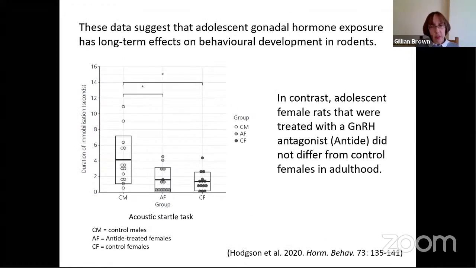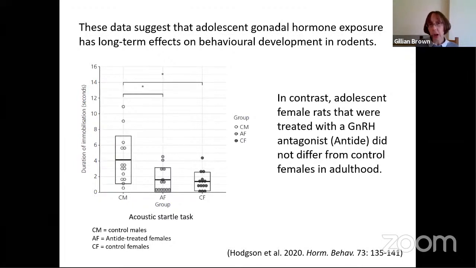We've also carried out some studies on females. There's no reason why organizational effects might just be limited to males. The ovaries, as we've shown, are also active at various stages of early development, and ovarian hormone levels again are starting to rise during adolescent periods. In contrast to the male data, so far we haven't found effects of altering hormone levels during adolescence in females.